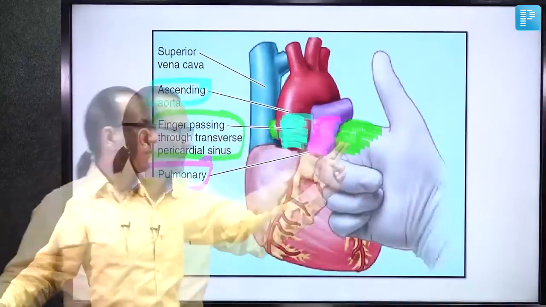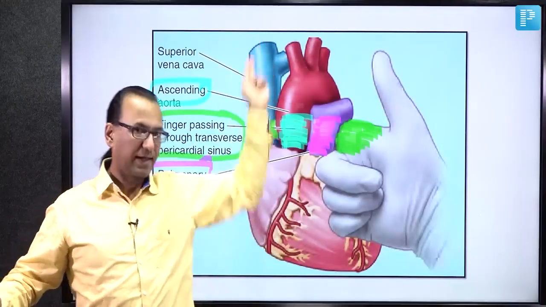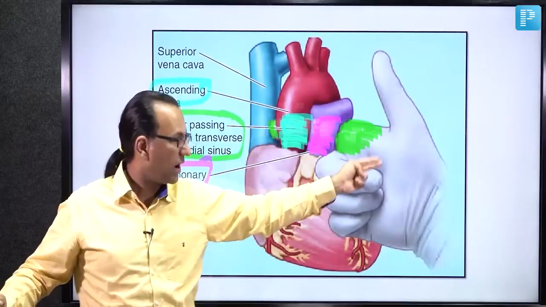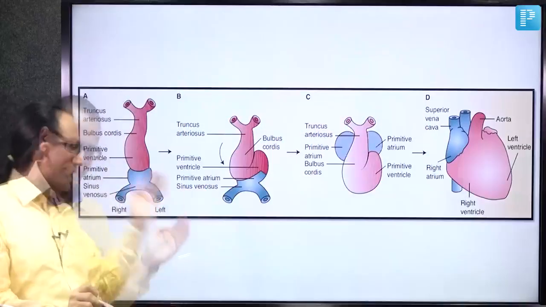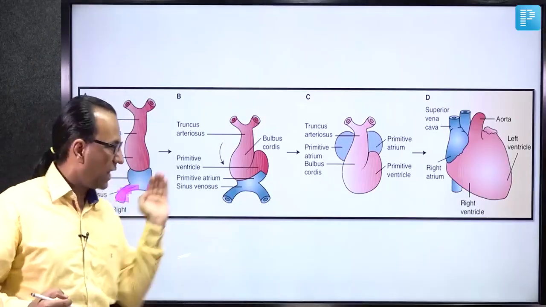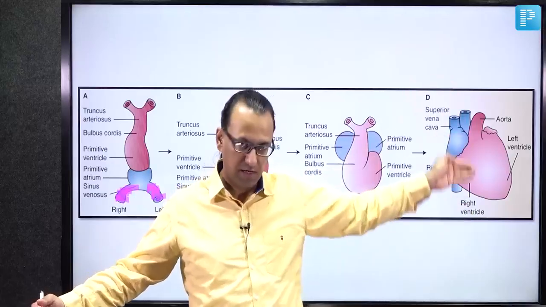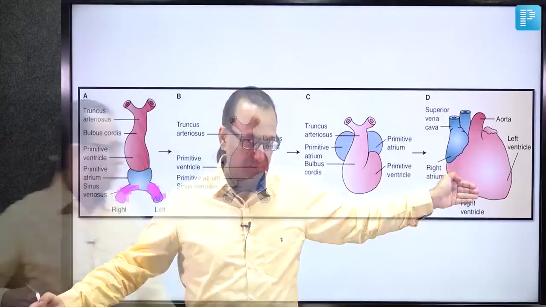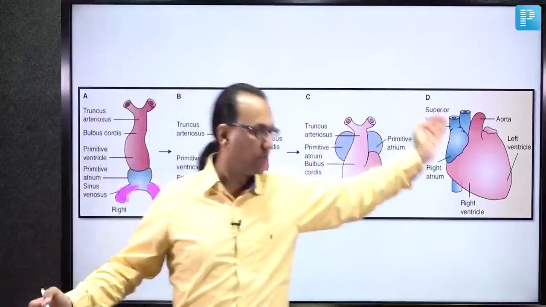Like here you can see your finger is in the transverse pericardial sinus, and behind that, behind your finger, or behind the transverse pericardial sinus, is the superior vena cava. Now we once again look at the lower venous end of the heart, which is the right horn and left horn of the sinus venosus, going posterior to the heart. We want to look at the posterior view of the heart in a developing scenario to see what is the future derivative of the right horn and left horn of the sinus venosus.